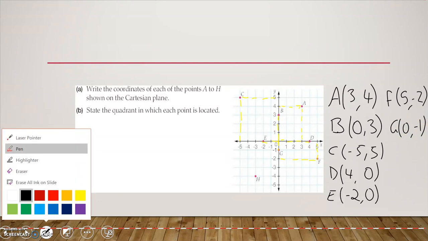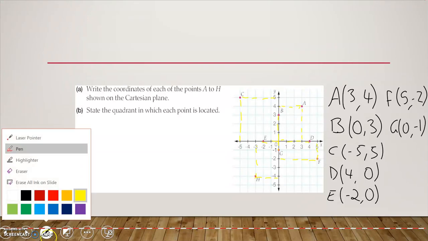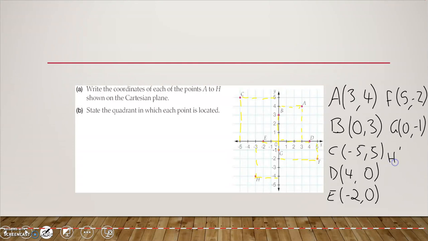And our last coordinate, H, if I go up to the x-axis, my x value is -3, and to the y-axis, my y value is -4. So for H, my ordered pair would be -3, -4.